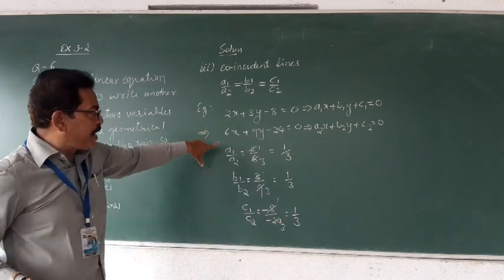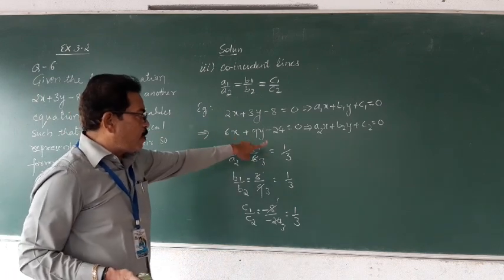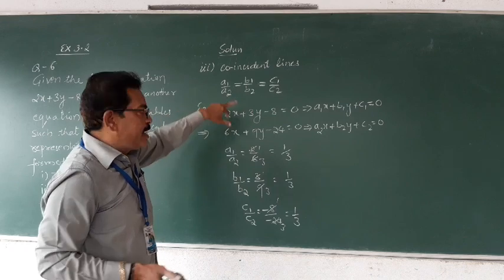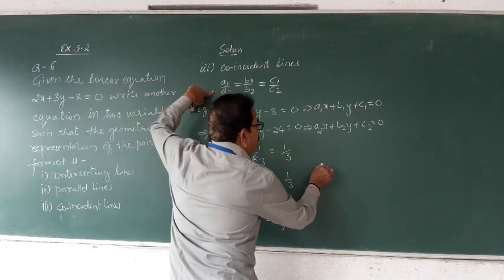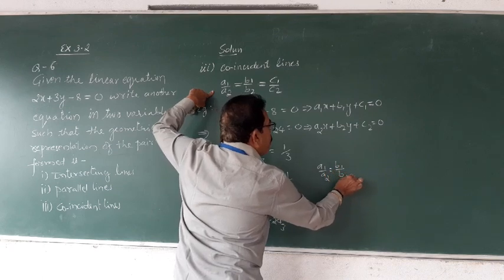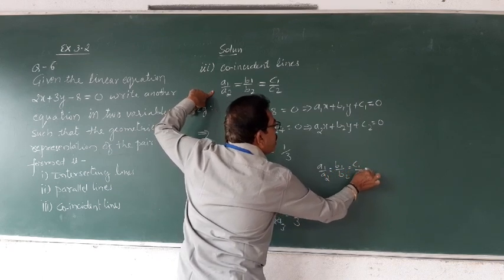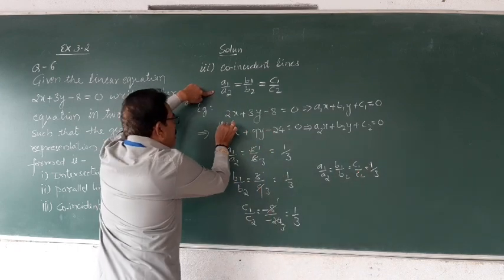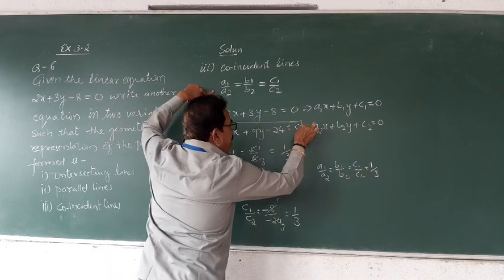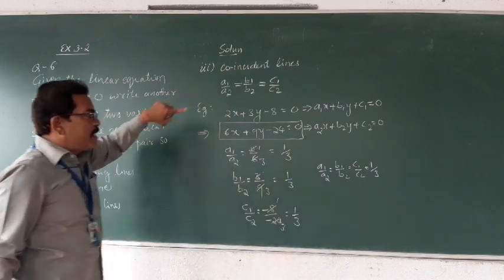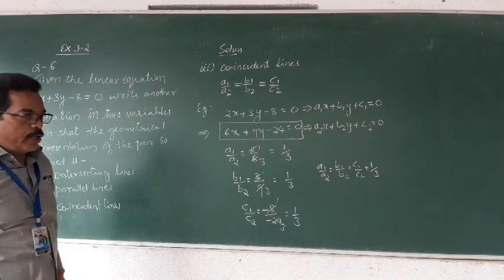Observe the values obtained in this case. That is 1 by 3, 1 by 3, 1 by 3, which will satisfy this condition. That is a1 by a2 equals to b1 by b2 equals to c1 by c2, that is 1 by 3. Hence, the new equation obtained is 6x plus 9y minus 24.